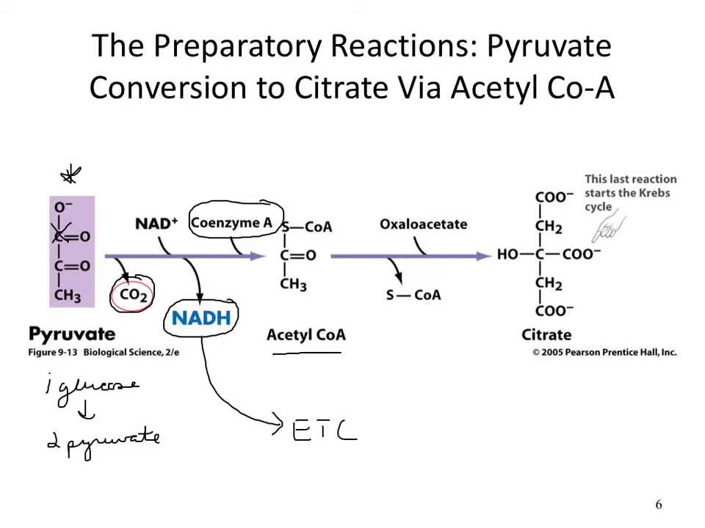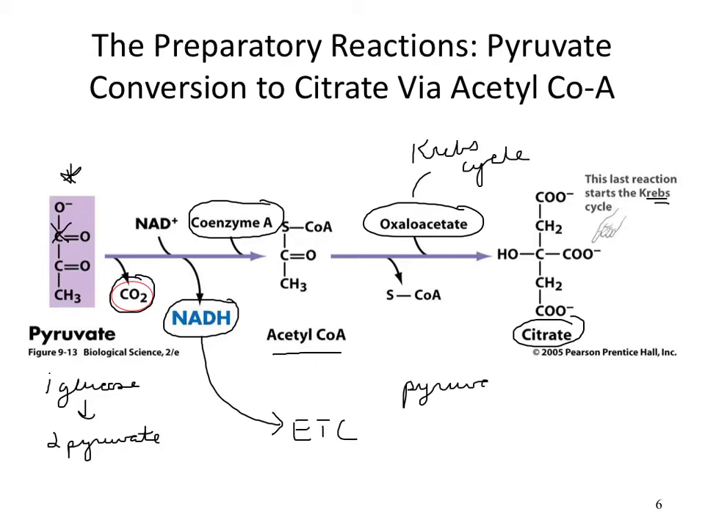The acetyl-CoA is then reacted with a molecule called oxaloacetate, and that is a molecule that is part of the Krebs cycle. It's a Krebs cycle intermediate. That then converts this entire structure to something called citrate, and that reaction actually officially begins the Krebs cycle. All of these reactions are catalyzed by an enzyme complex called pyruvate dehydrogenase.